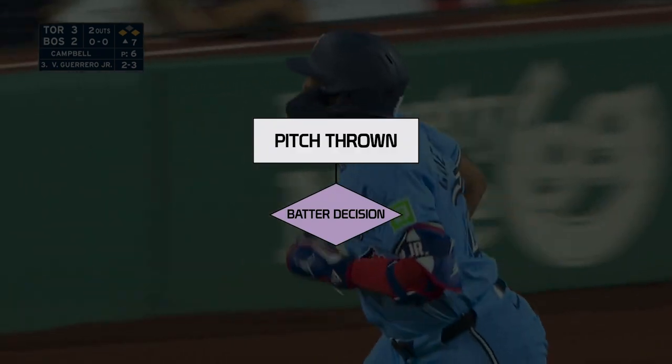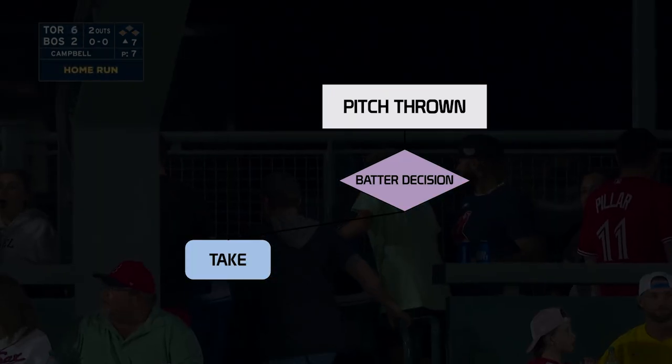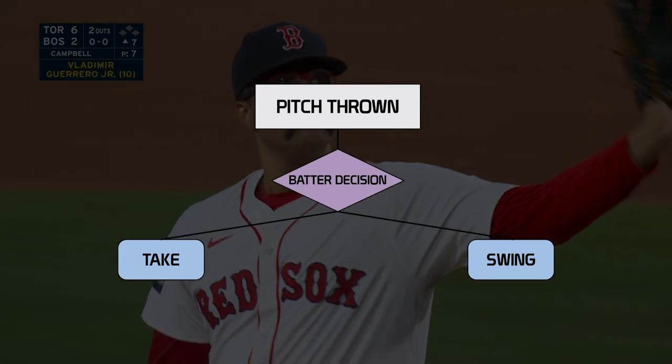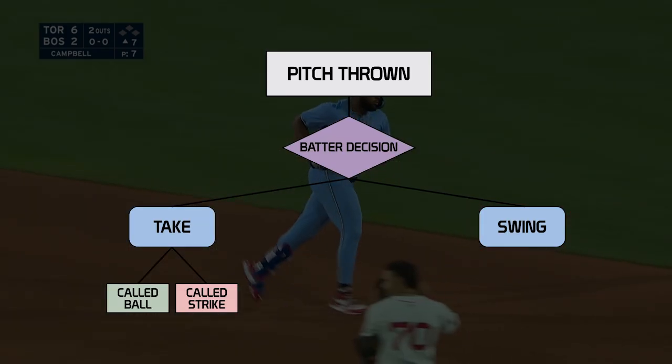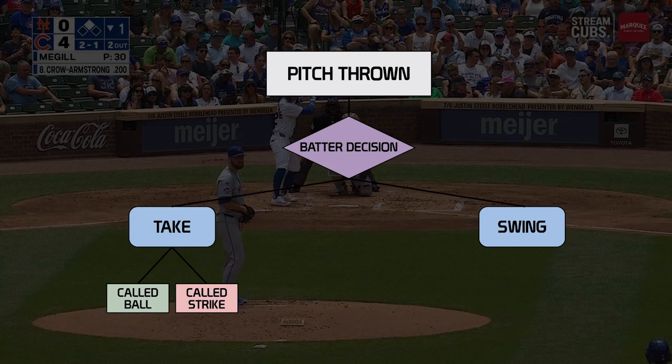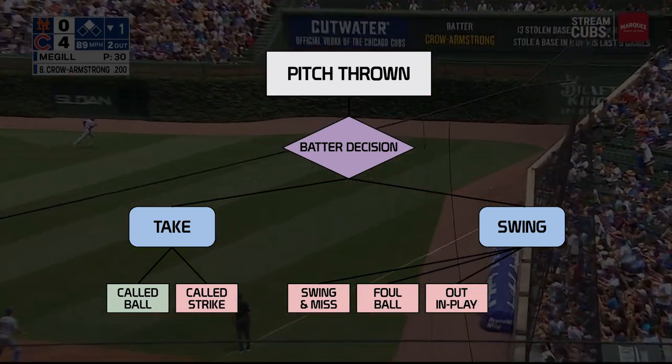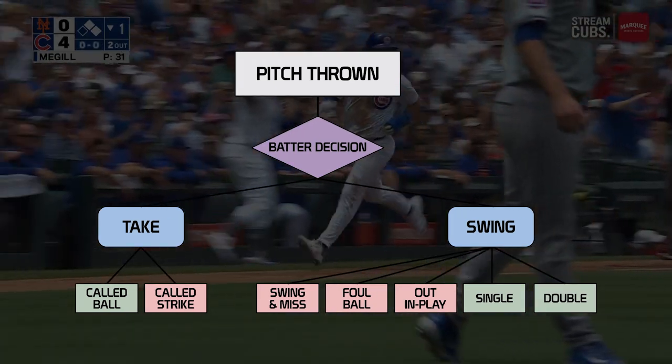When a batter makes a decision, he can either choose to take the pitch or swing at it. If he takes the pitch, there are two possible outcomes. The umpire calls a ball, or he calls a strike. If the batter swings at the pitch, there are 7 possible outcomes. A swing and miss, a foul ball, an out in play, a single, a double, a triple, or a home run.